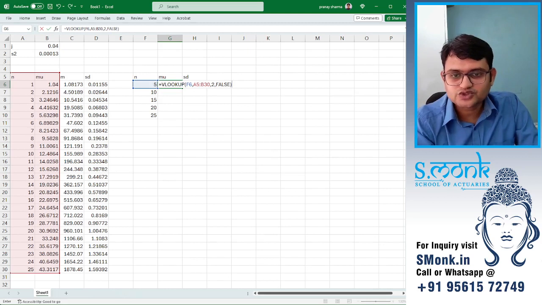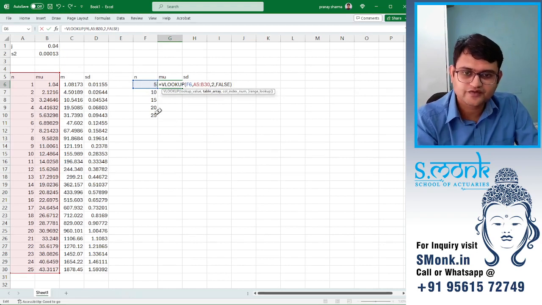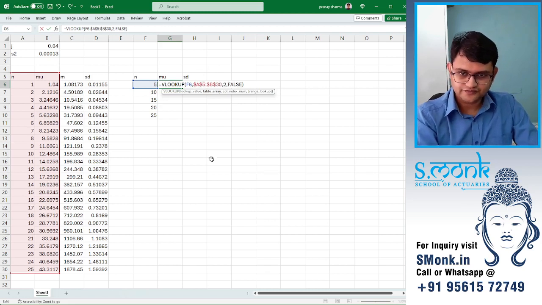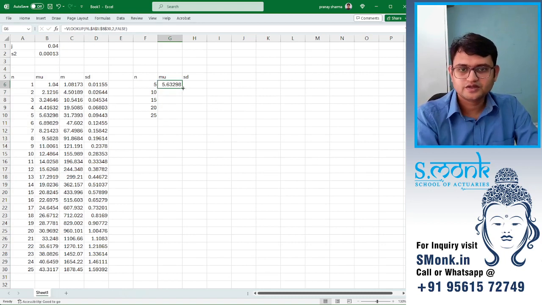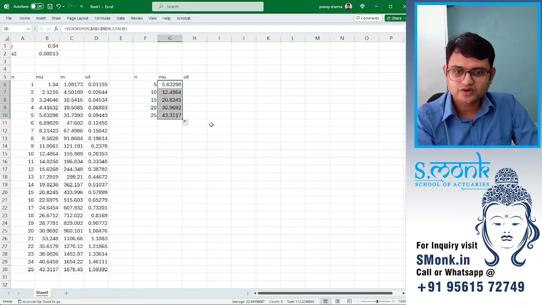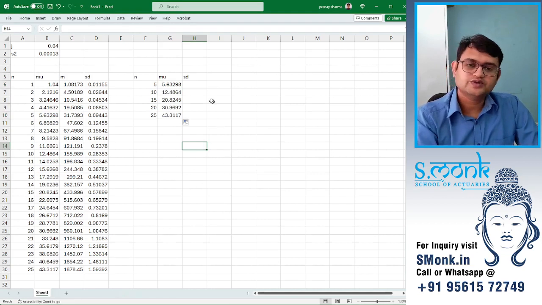Now one thing you should always do is, this is the table array. I want to fix it because I'll drag it down later on so that I get different values. So I should fix this table array. Enter. Now I drag it down. I think these are the exact values that we got. Yes, these are the exact values that we got for the mu values.